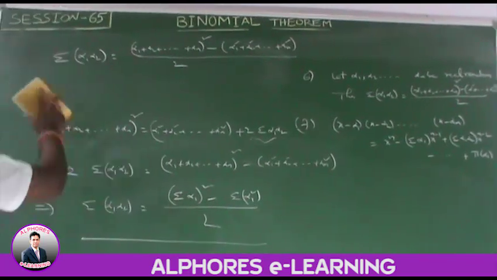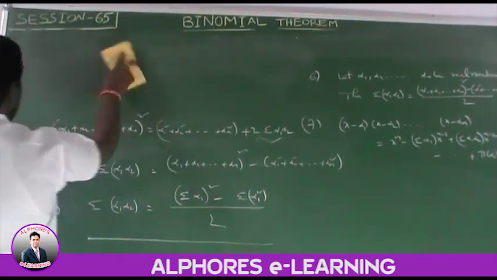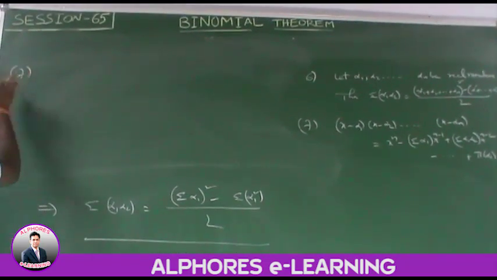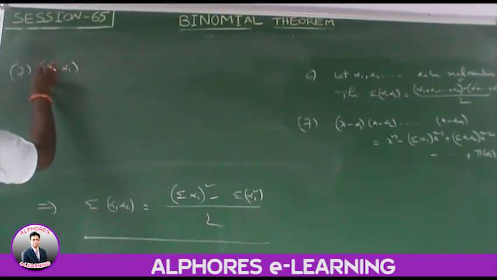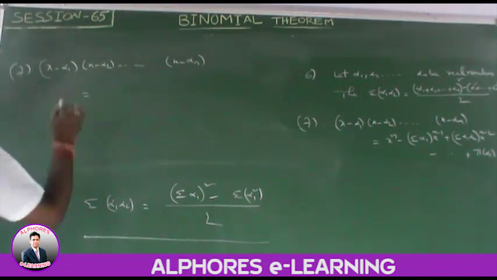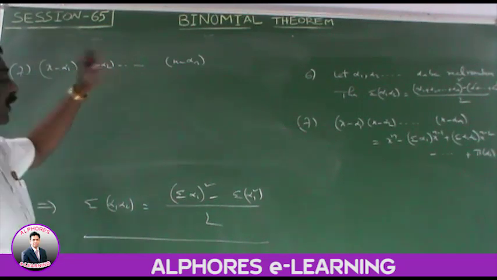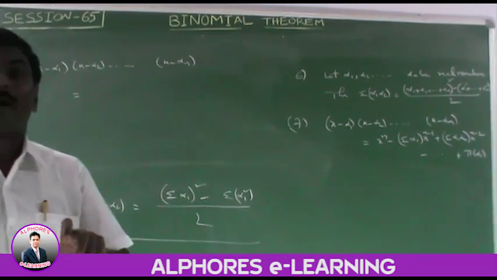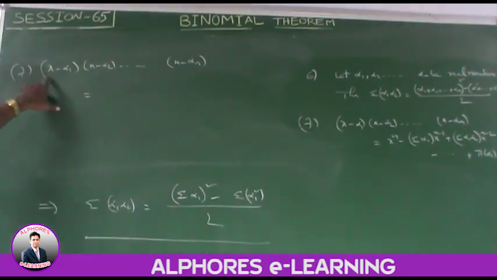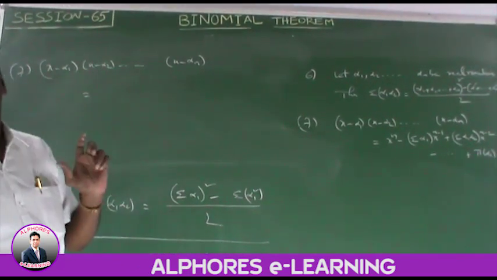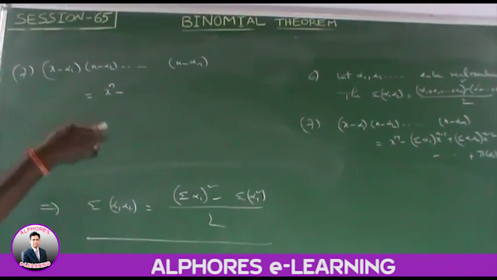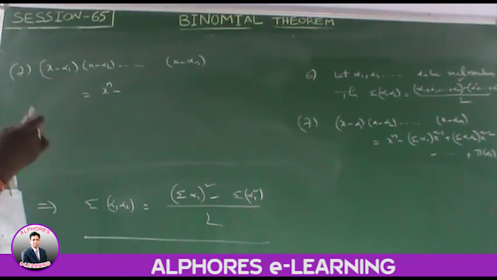Next, the seventh one: x minus alpha 1 into x minus alpha 2 into so on, x minus alpha n. Already we discussed this point. It is the polynomial expansion. In this case, we have n terms. What is the highest power of the polynomial? n. So the first term starts with x power n, minus s1 into x power n minus 1, plus s2 into x power n minus 2, plus so on.